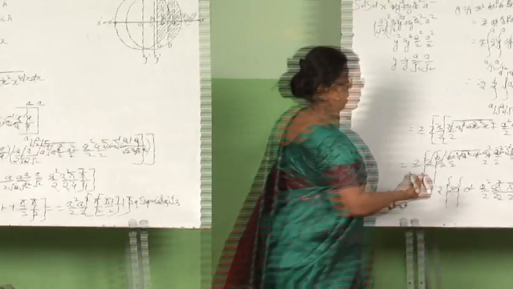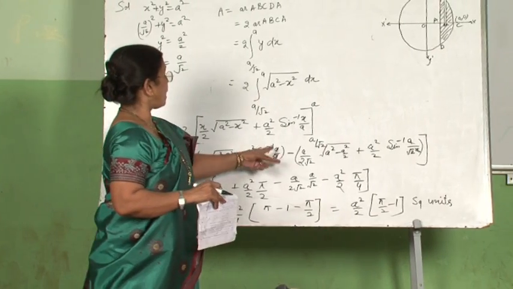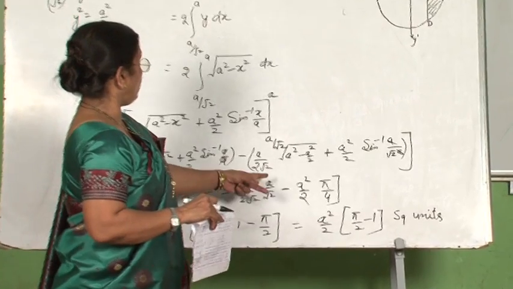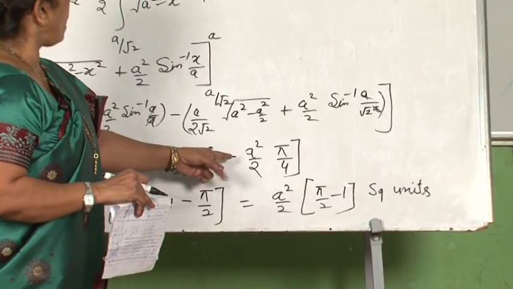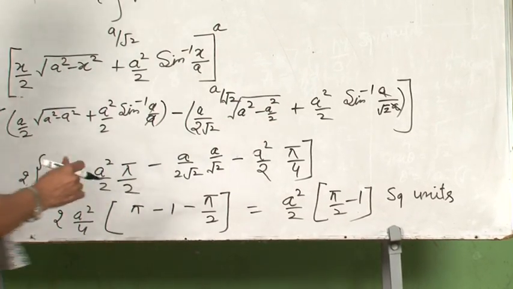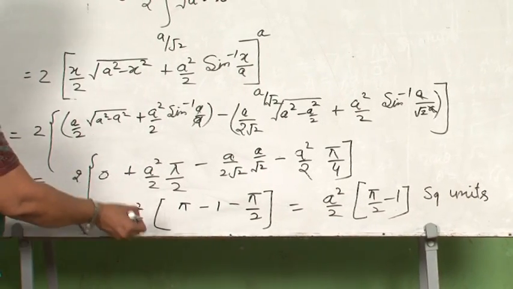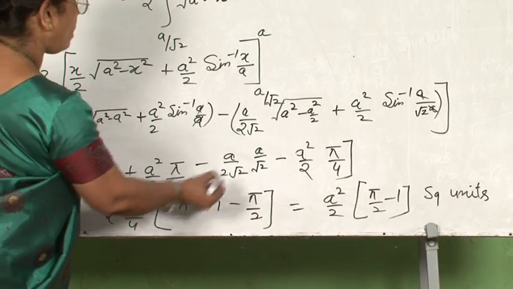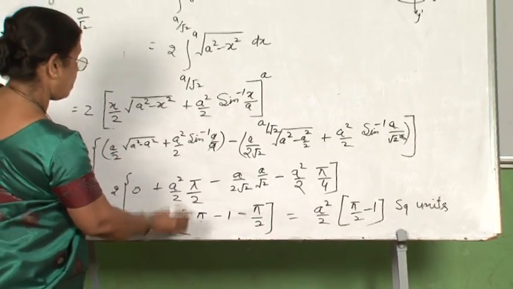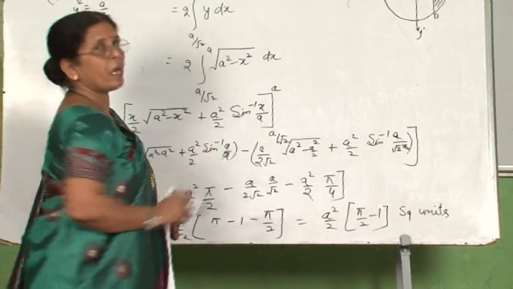So, 2 into this value: 0, a square by 2 sine inverse 1 is pi by 2, minus a by 2 root 2 into a by root 2, minus a square by 2 sine inverse 1 by root 2, which is pi by 4. Now, here a square by 4 is common. So, 2 into a square by 4, here we have pi minus 1 minus pi by 2. Now, this cancels. So, a square by 2 times pi by 2 minus 1 square units.